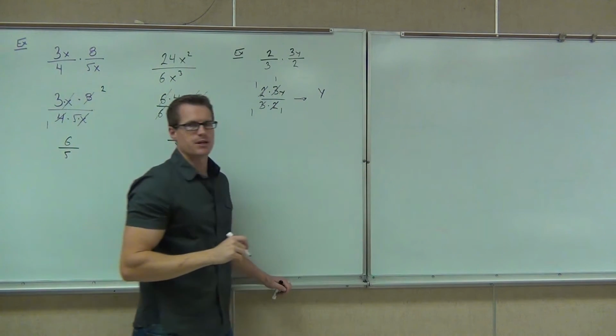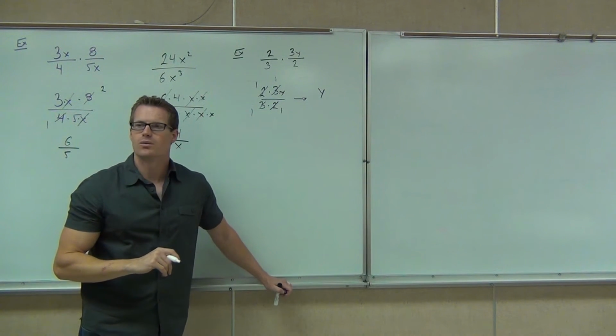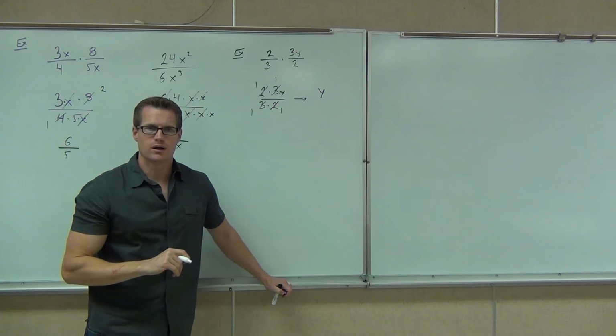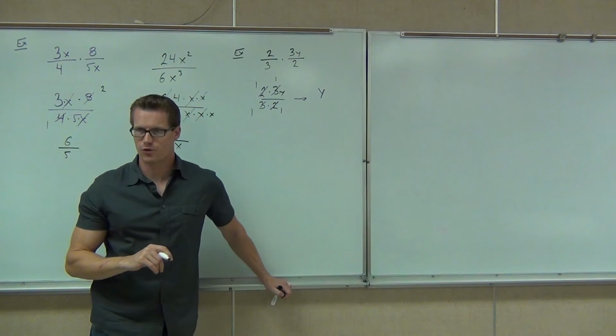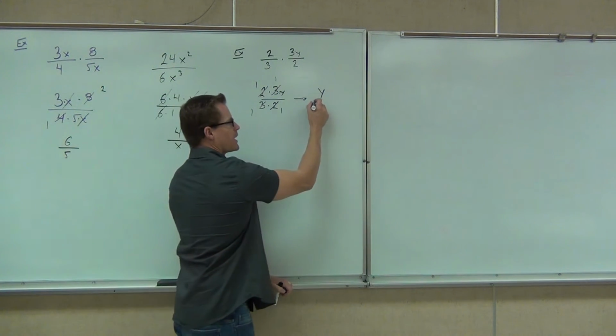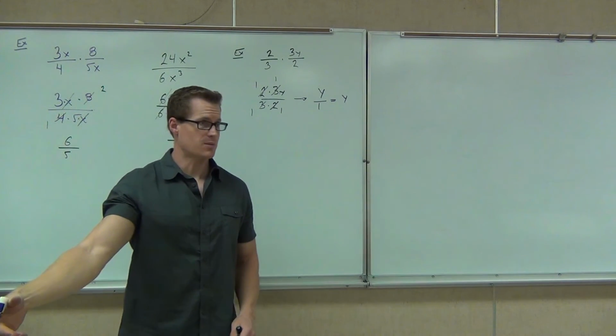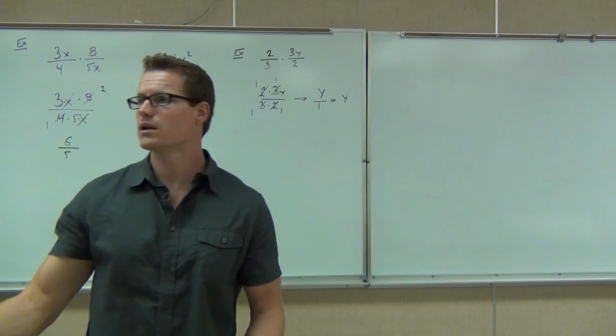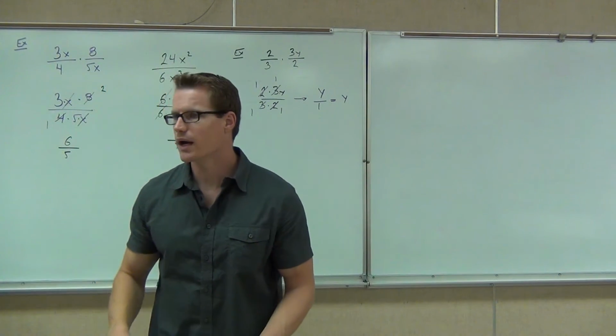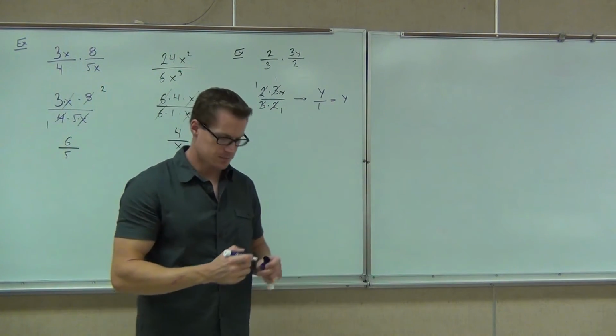How about my denominator? 1. Now, this is going to be y over 1, but do I have to leave it as y over 1? No. How much is y over 1? Y. Anything divided by 1 gives you that anything back again. So if you ever have anything over 1, I'm just going to make that y. So y over 1, we make that y.